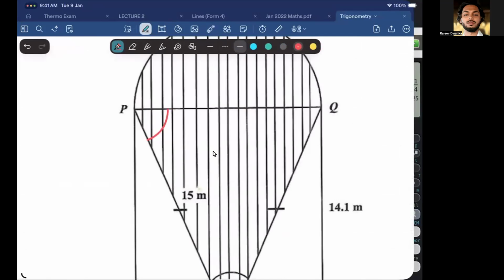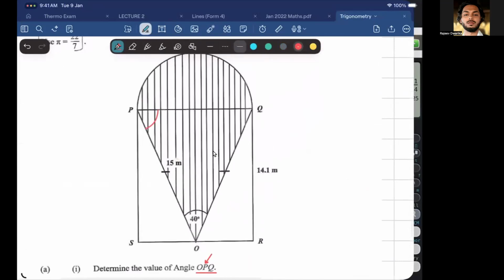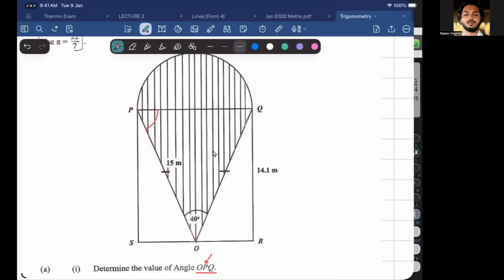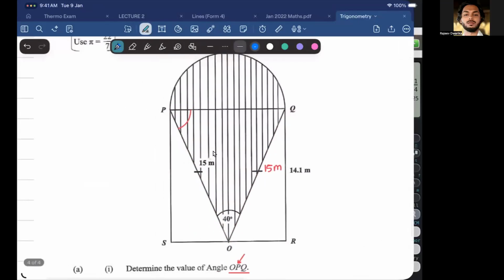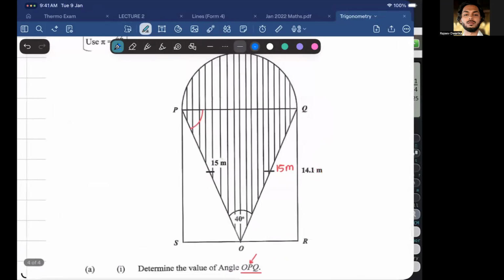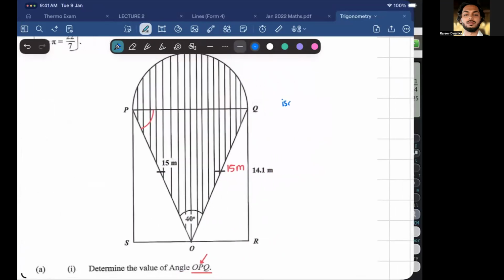Right. Now, they said something very special. They told us that OP is equal to OQ. So, guys, what kind of triangle does this make? An isosceles triangle, right? An isosceles triangle is a triangle where two of the sides are the same. So, this is an isosceles triangle.